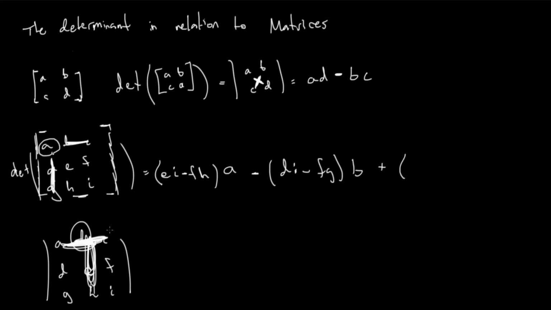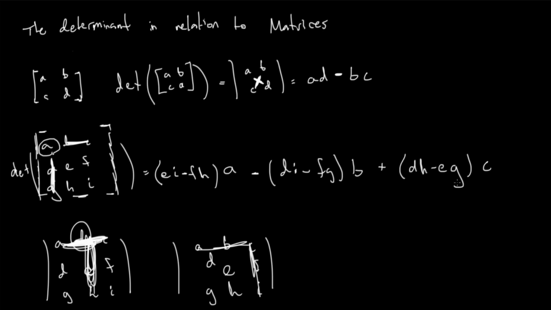And the last one is going to be, if I were to do that with the final column, CFI and ABC, if I were to get rid of those, I'm going to take the term C and multiply it by the determinant of this leftover 2 by 2, which would be DH minus EG. Cool. That is the algorithm for finding the determinant of a 3 by 3 matrix. We are deleting columns and rows and then finding the 2 by 2 determinant of what is left over.